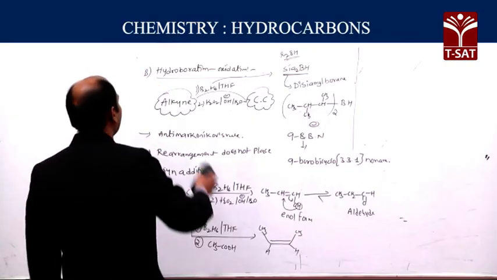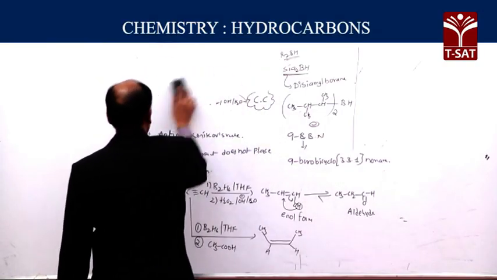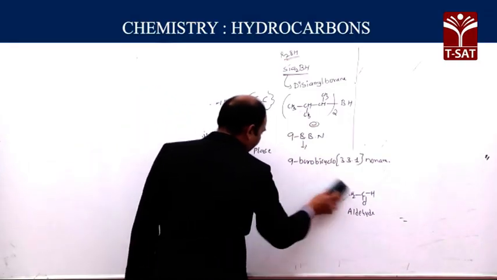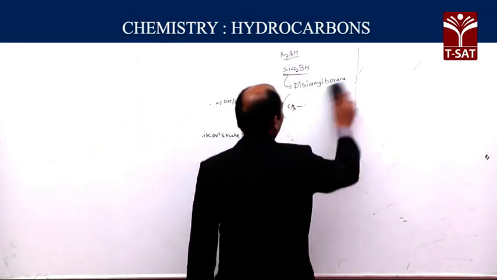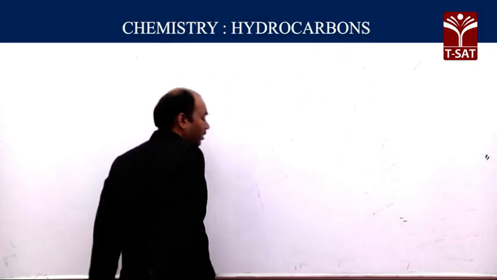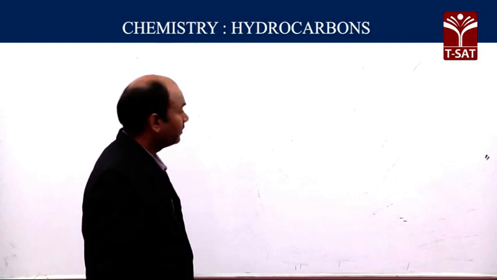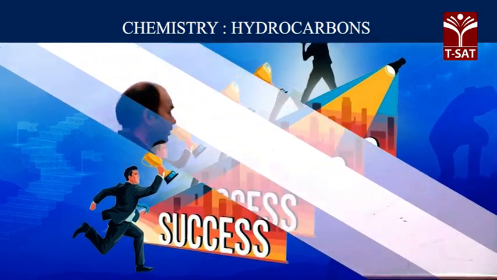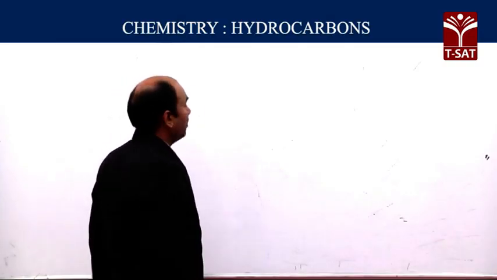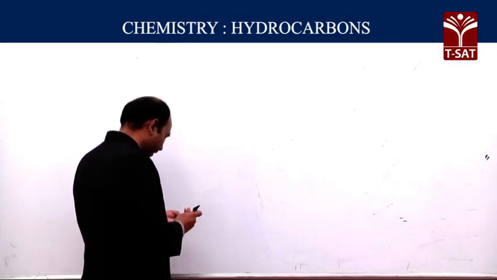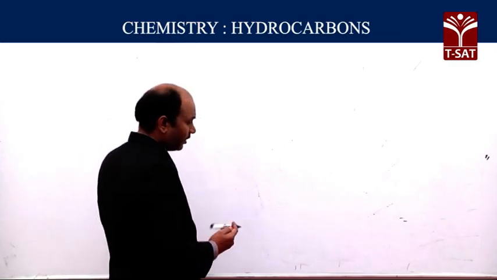The final conclusion of all these hydroboration, oxidation and hydration reactions is that alkenes can be converted into alcohols, and alkenes can also be converted into alkanes, and alkynes can be converted into carbonyl compounds. This is nothing but hydration of alkenes and alkynes completed.